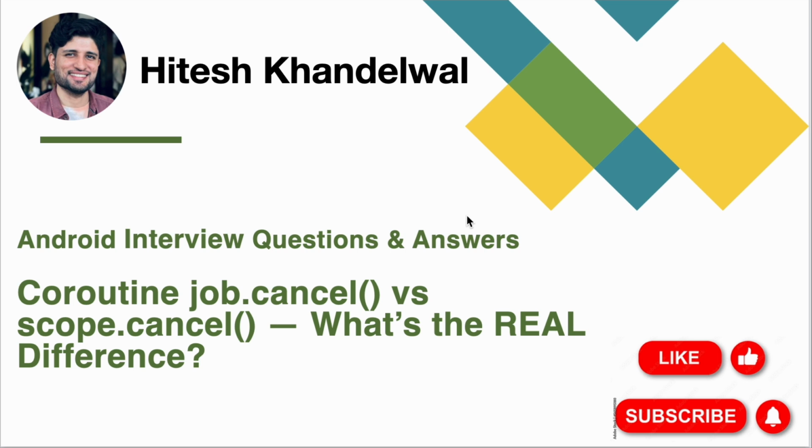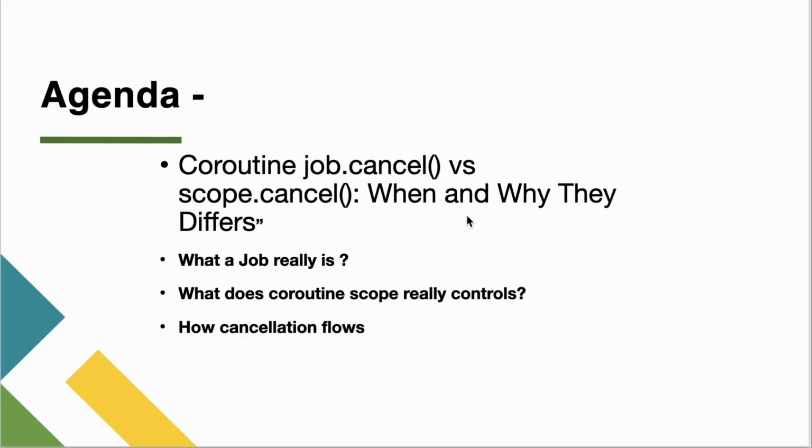So in this video, we are diving into something that confuses almost every Kotlin beginner and intermediate developer. That is, what's the real difference between job.cancel and scope.cancel in coroutines? They both sound like they should stop things, but they behave very differently. And by the end of this video, you will know exactly when to cancel a single coroutine and when you should shut down an entire coroutine scope. So that is the agenda for us to understand in this video, and let's start with job.cancel.